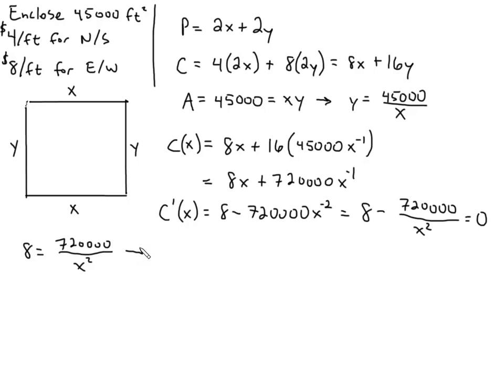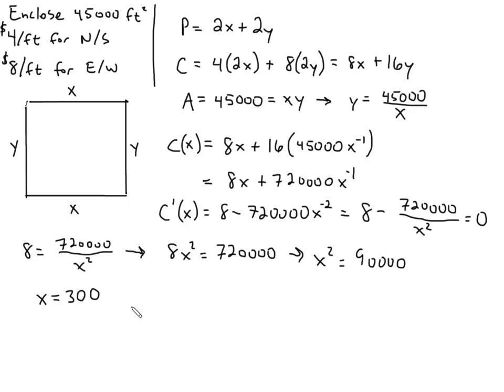We can multiply both sides by x squared. So we get 8x squared is equal to 720,000. Divide both sides by 8. We get x squared is equal to 720,000 over 8, and that is 90,000. And then finally we take the square root of that. So x is the square root of 90,000, and that is 300. Okay, so that's telling us that if x is 300, then that will minimize the cost.